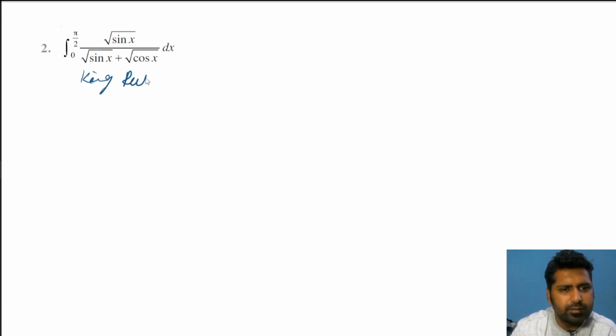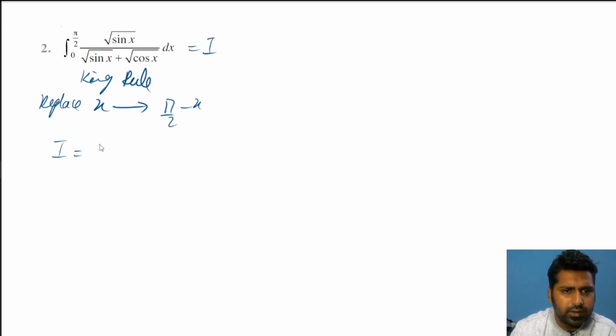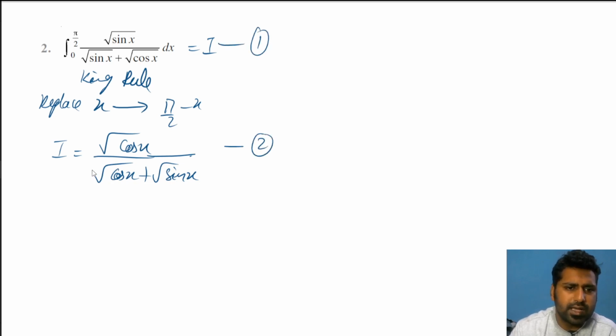If we cannot find any pattern, just apply the king rule. Replacing x with pi by 2 minus x, limits are a and b, right? So add them. This is originally I, so another I gets generated. Root sine pi by 2 minus x is root cos x, sine pi by 2 minus x again root cos x, cos pi by 2 minus x is root sine x. This is the new expression generated, the second. This is the original one, the first. Add 1 and 2.